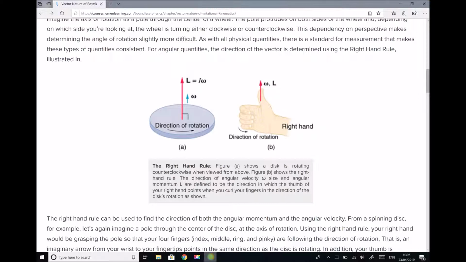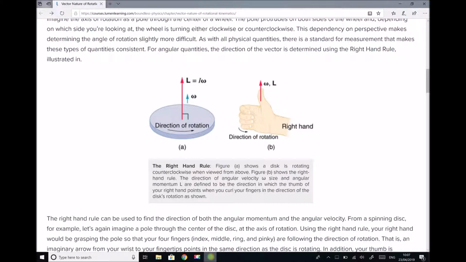And on the screen here, we have a diagram from lumenlearning.com. And on the left-hand side, we see a rotating disc. Now, viewed from the top, this rotating disc is rotating anti-clockwise. But what we see is the direction of the angular velocity vector and the direction of the angular momentum vector is directly upwards. Now, the way that we determine the direction is by using the right-hand rule.